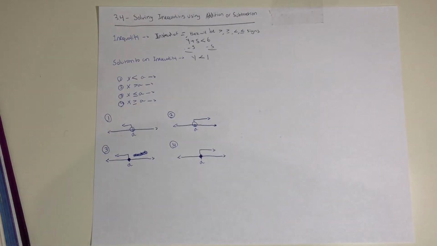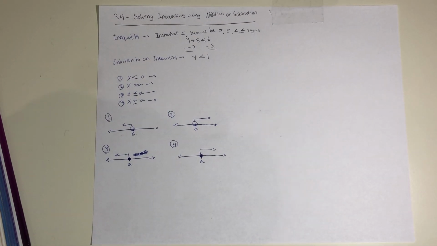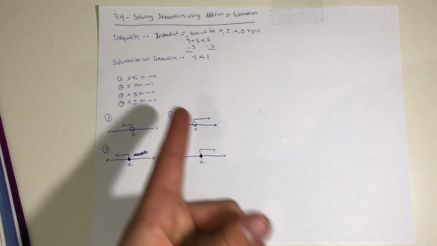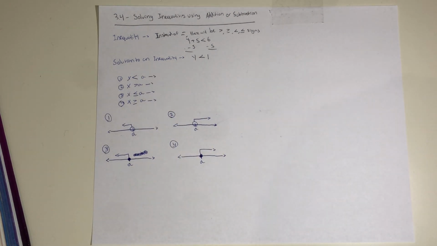The solution to an inequality with a variable is the set of all numbers that produce true statements when substituted for the variable. So in order for y plus 5 to be less than 6, y must be less than 1. That's the solution to the inequality.